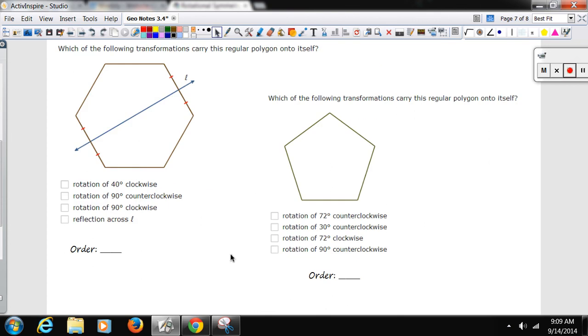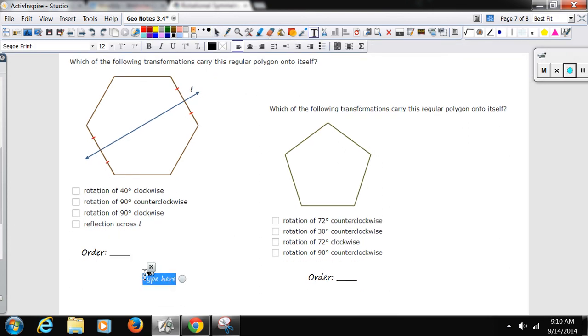All right, here's a couple of sample problems. Last 4 problems here. It says, which of the following transformations carries this regular polygon onto itself? Would a rotation of 40 degrees clockwise? It says 6 sides. So if you took 360 and divided it by 6 sides, it would equal 60 degrees.